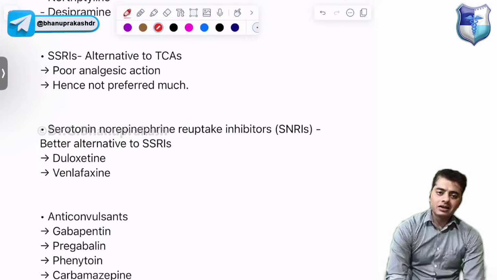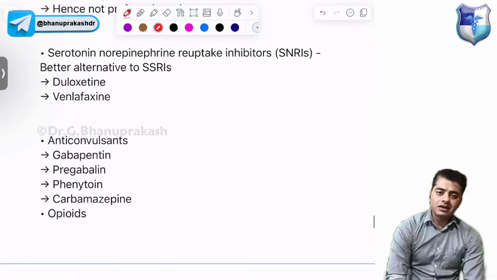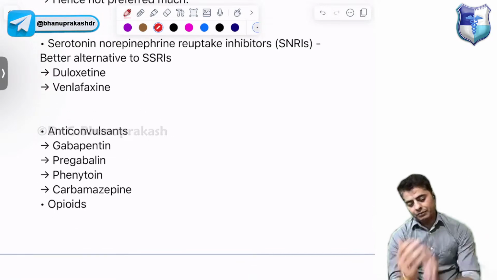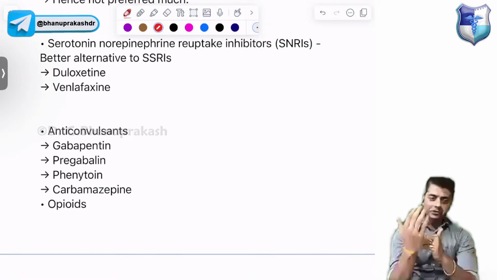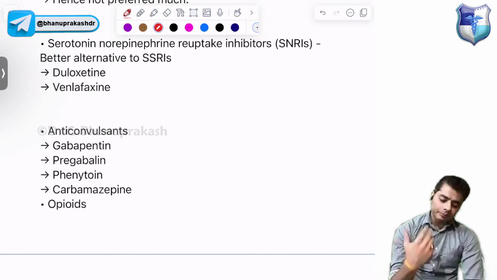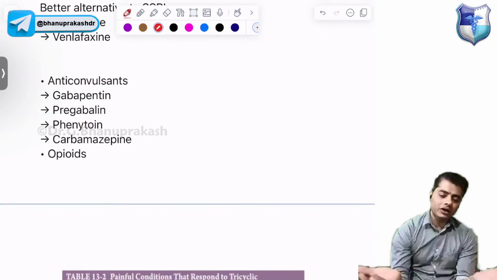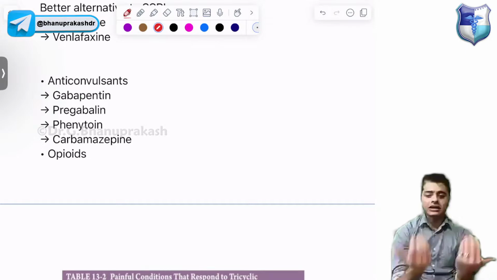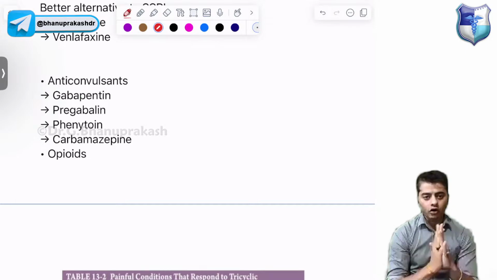Others are serotonin norepinephrine reuptake inhibitors. They are a better alternative to SSRIs, but compared to TCAs, they are less effective. Others include pregabalin, phenytoin, carbamazepine, and lastly, the most important drug which we can prescribe in any kind of pain, acute or chronic, that is our opioids.